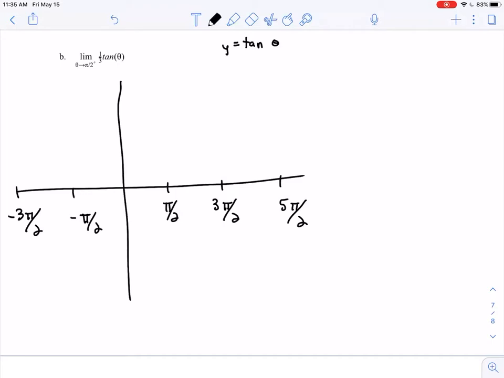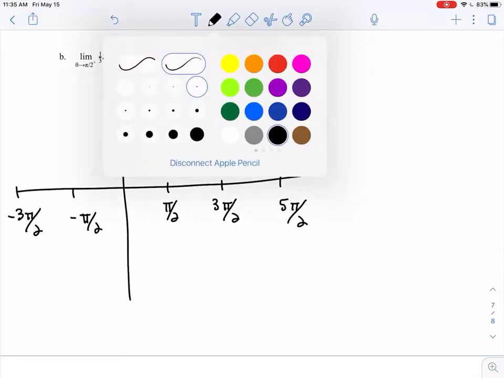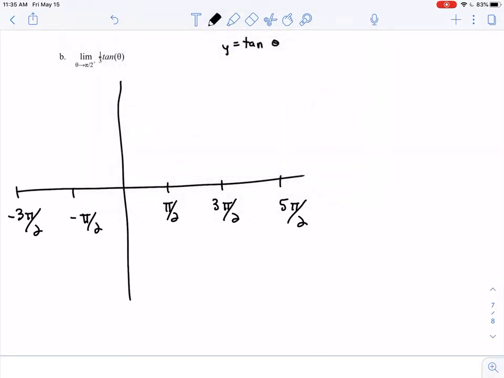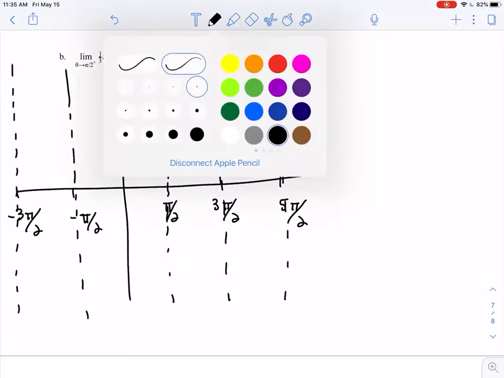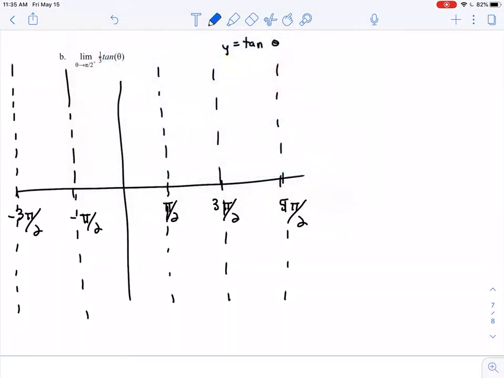Once you understand one period of that graph, the rest of it is just the same thing repeated over and over again. So at each of these points that I've labeled here, I have a vertical asymptote. So I've got one here, I've got one here, I've got one here, here, and here. And so for tangent of theta, let's do that in a red so it stands out a little bit more.